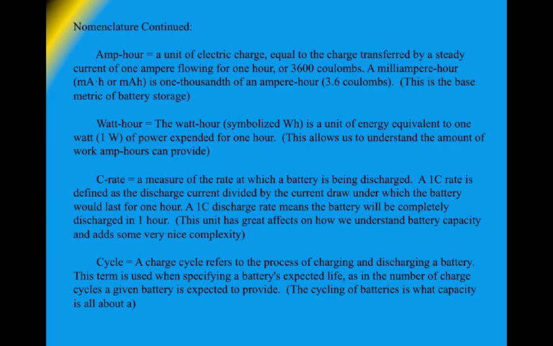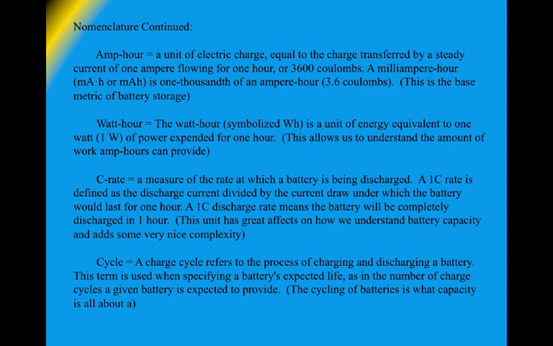Next is the C rate. C rate, which we will get into quite a bit, is the measure of the rate at which a battery is discharged or charged. A 1C rate is defined as the discharge current divided by the current draw under which the battery would last for 1 hour. A 1C discharge rate means the battery will be completely discharged in 1 hour. And this unit greatly affects how we understand battery capacity, and it adds some very nice complexity.